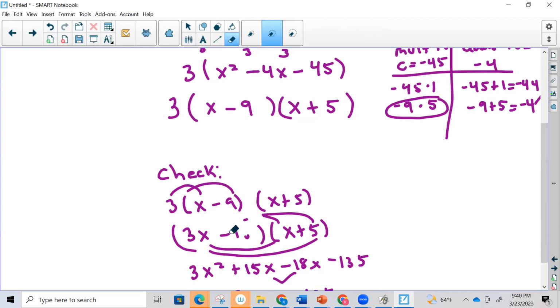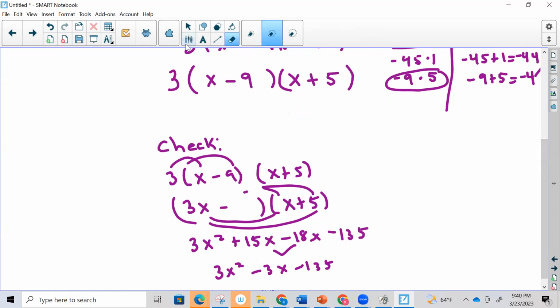And I multiplied wrong, so this didn't work. It wasn't what I wanted. So if it doesn't work, then you either need to go back to your factoring or check your work. 3 times 9 is 27.